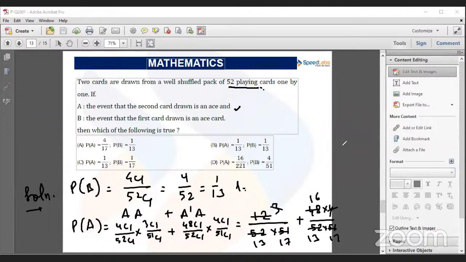This will be 1 by 13 into 17 plus 16 by 13 into 17, which is 17 by 13 into 17, 1 by 13. So PA and PB both will be 1 by 13 each. Good part. Nishay, got the answer? Yes, no, maybe?